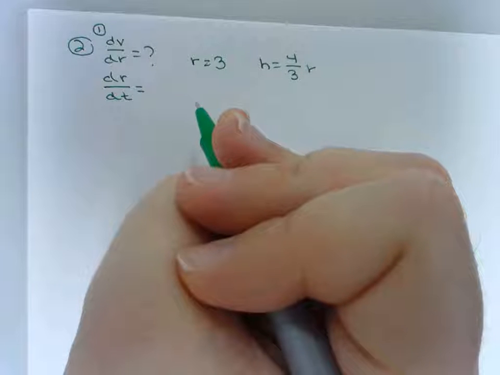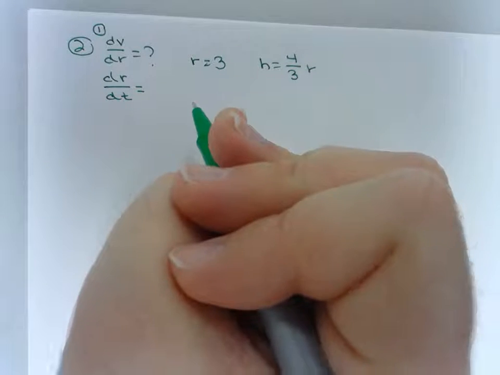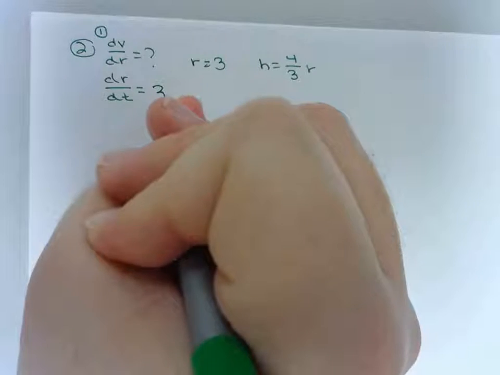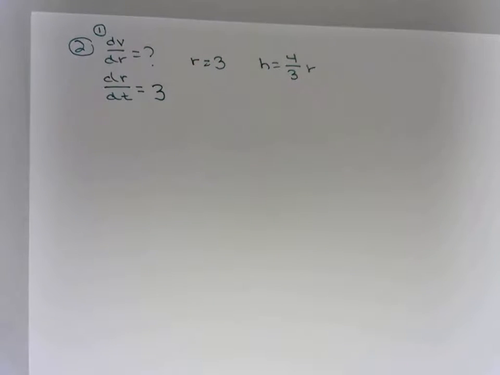As you read it, they tell me that. Yep, 3 inches per minute. Positive or negative? Positive. It's increasing at a rate. Rate is always derivative. 3 inches per minute.